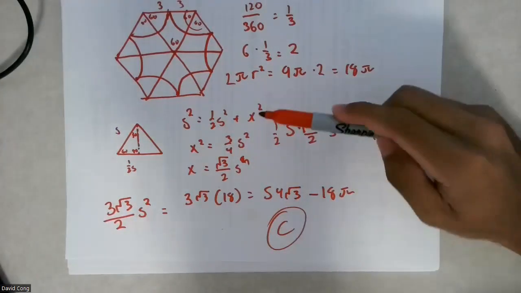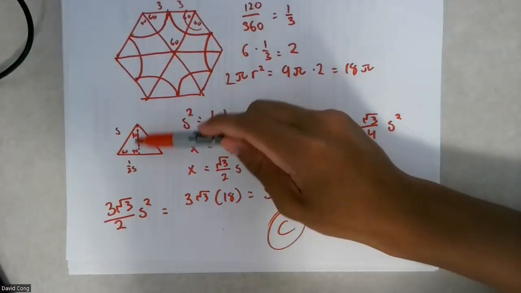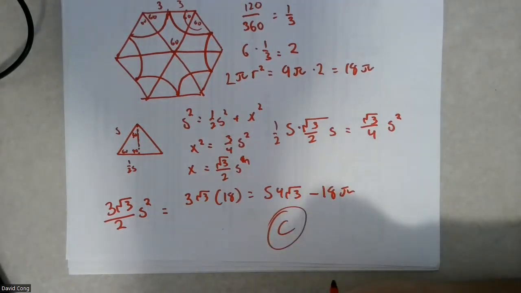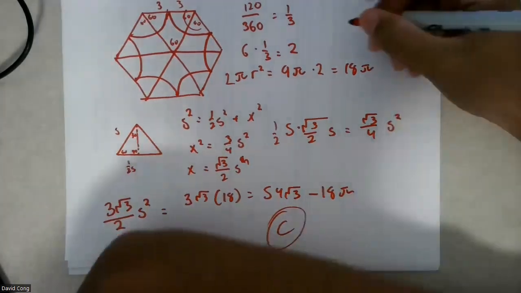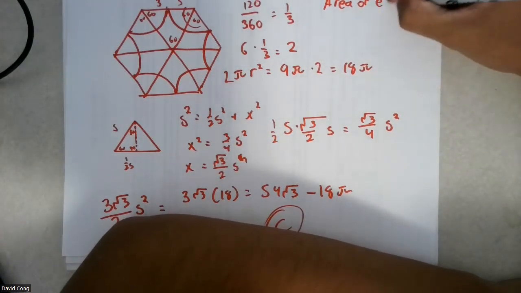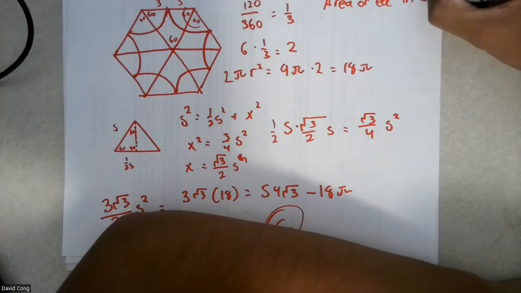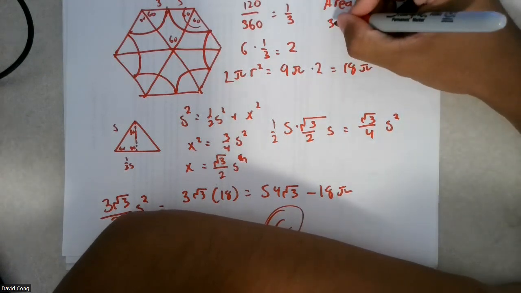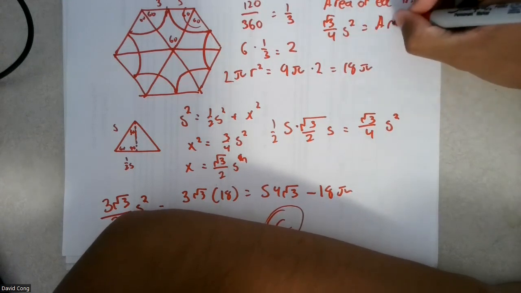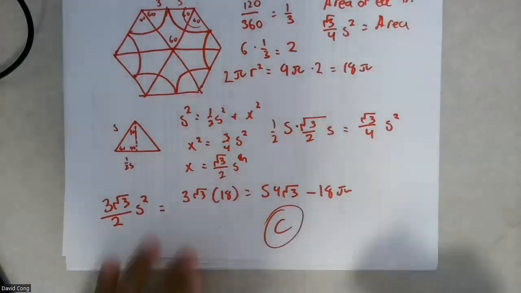So, using the Pythagorean theorem, we can find the height of an equilateral triangle, and using that, we can find the area. But this is something you want to memorize. The area of an equilateral triangle is √3/4 side squared. This is something you want to remember.